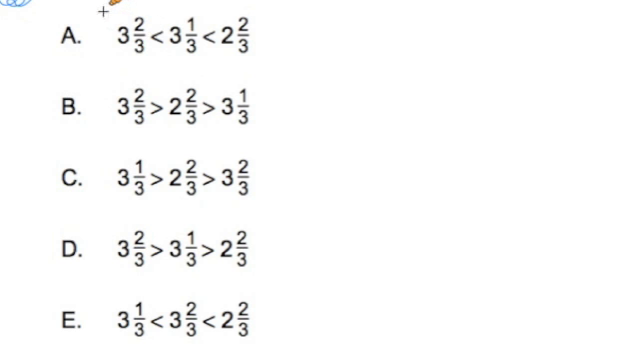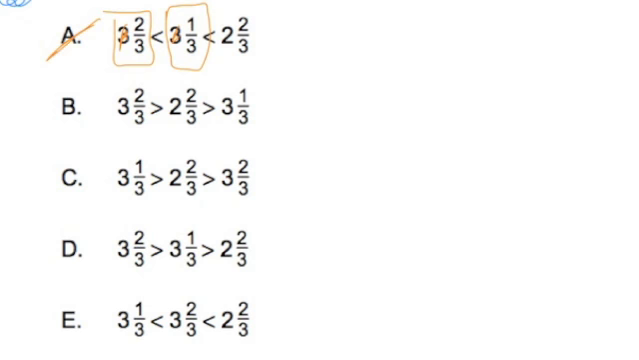So let's look at this first one. 3 2/3. Is 3 2/3 less than 3 1/3? Is it? No, it's not, right? 3 2/3 is greater than 3 1/3. Right? The threes kind of cancel each other out here. This 2/3 is greater than 1/3. So we could actually eliminate A just for that reason.